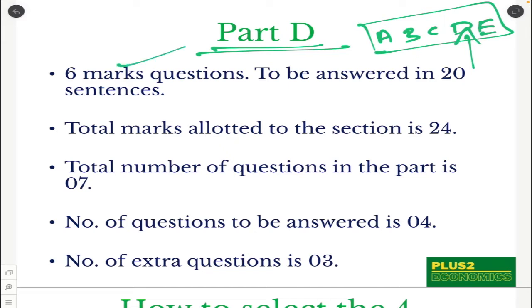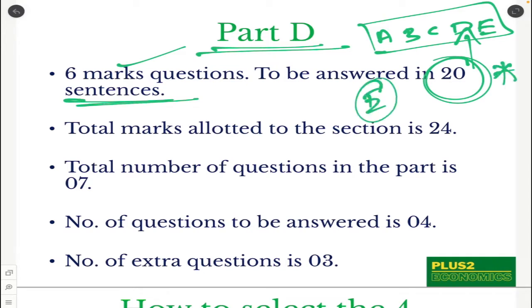So 6 mark questions are asked in part D and it is to be answered in 20 sentences. Please remember, this is an essay type question, so there are a lot of things to be written. Total marks allotted to this main is 24.